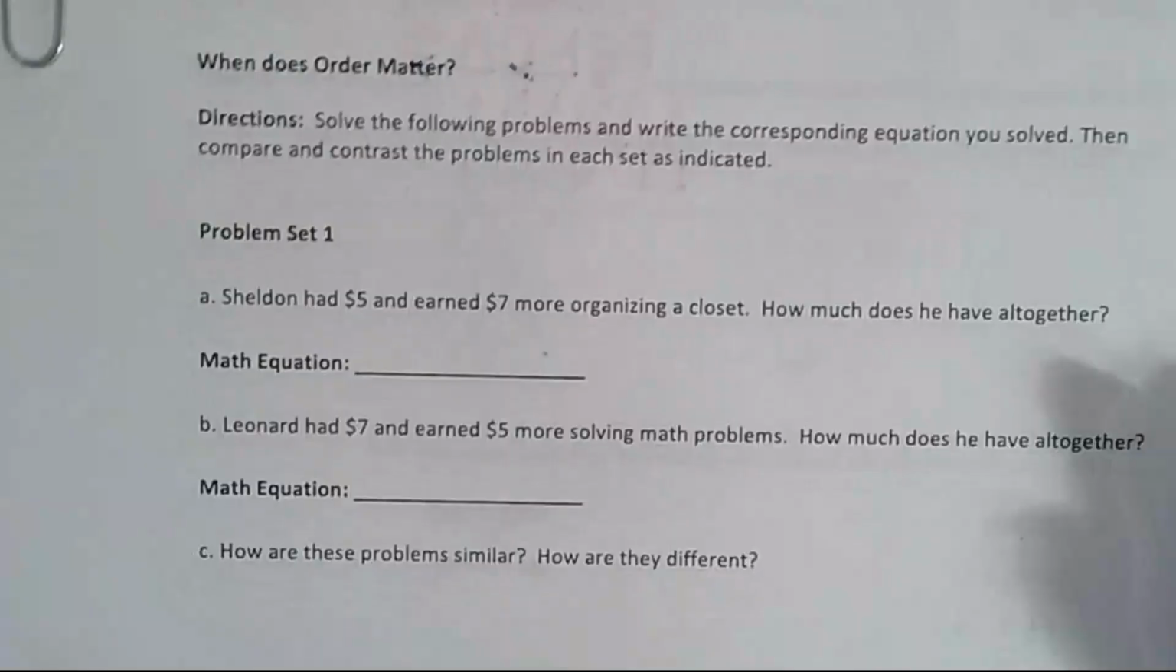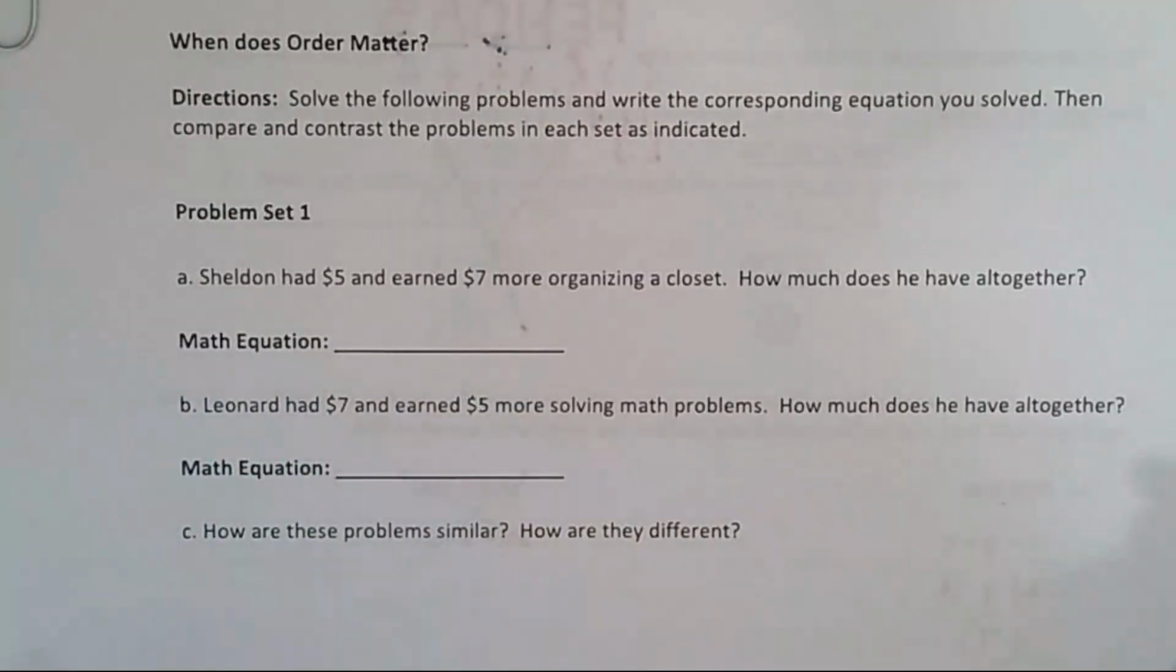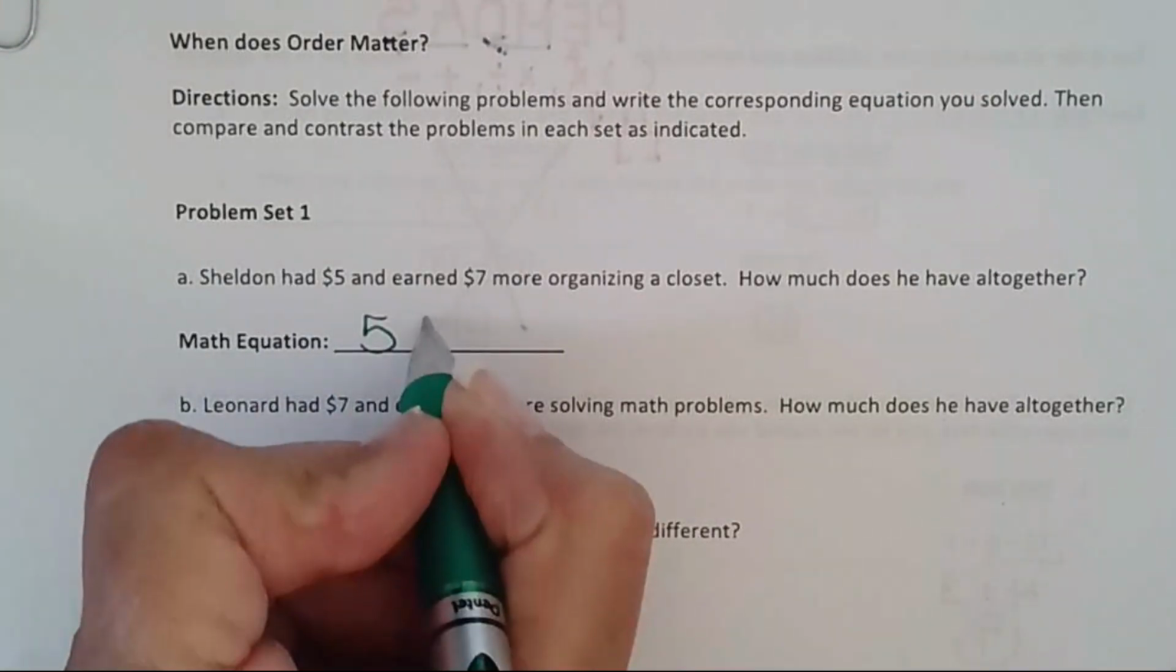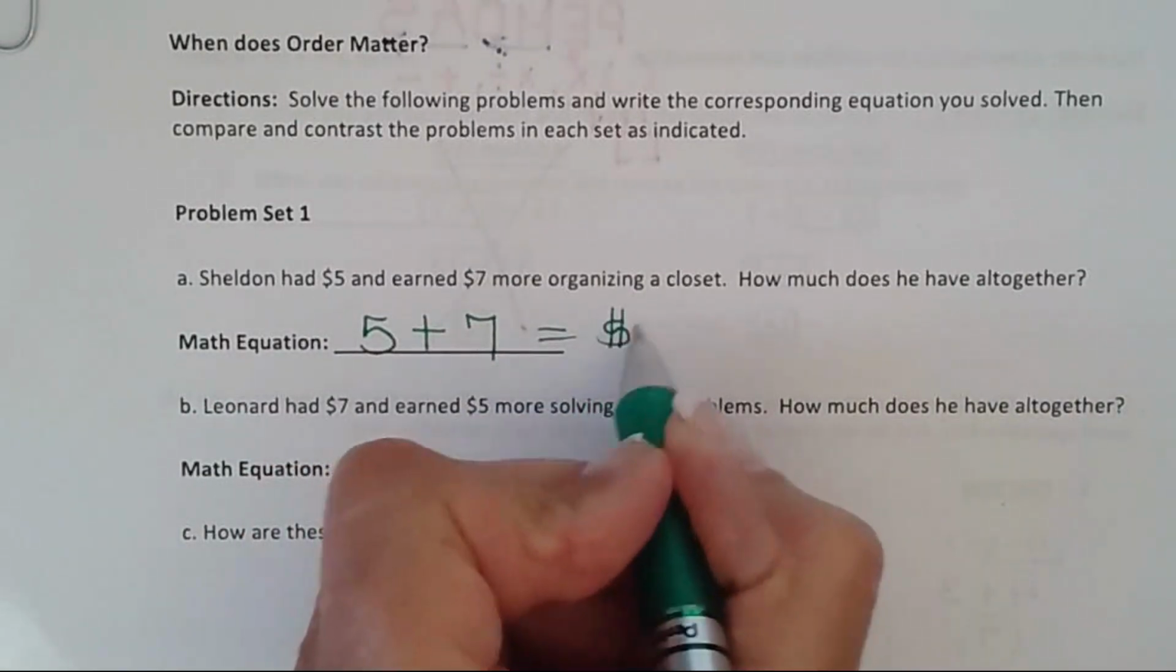Okay, let's see what's on the next page. So solve the following problems and write the corresponding equation. Then compare and contrast the problems in each set as indicated. So Sheldon had $5 and earned 7 more organizing a closet. How much does he have altogether? So it says write the math equation and the answer. So he had 5 and he earned 7 more. Earned means plus. So now he has a total of $12.